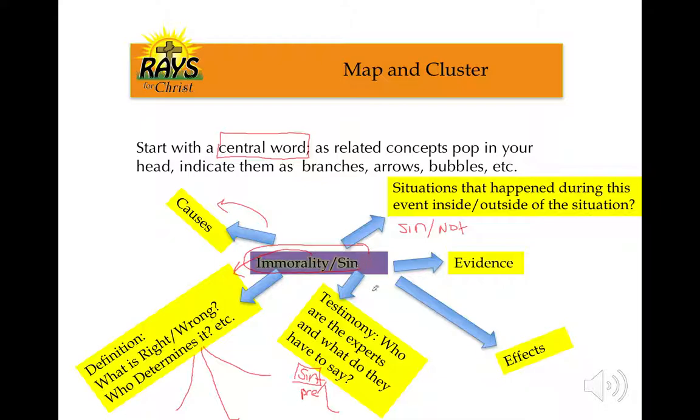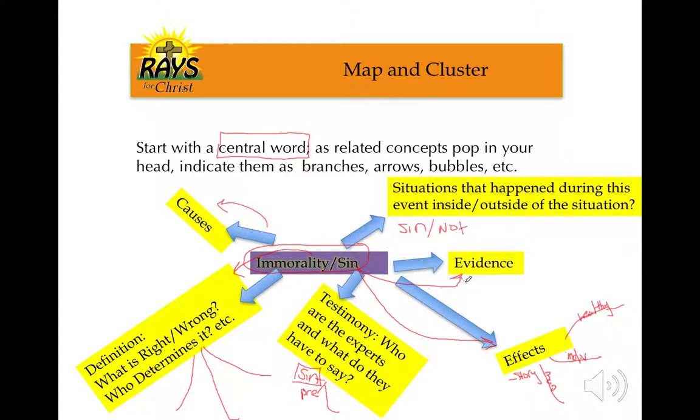What are the effects of sin? What were the effects in this particular story? What are the effects on mankind? What are the effects on the individual? Are there any things about health and stress and sin? Are there health effects on making unwise or sinful decisions?